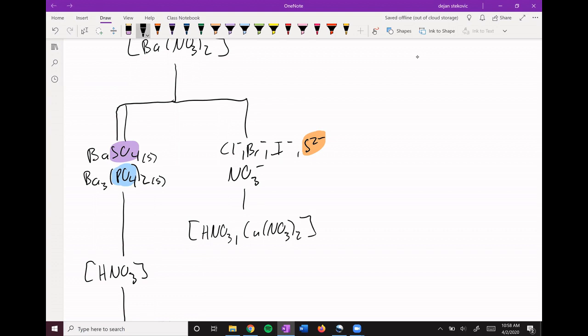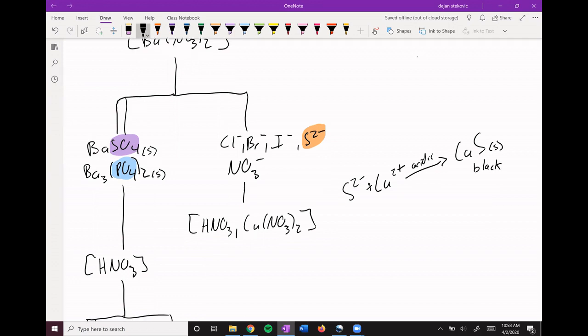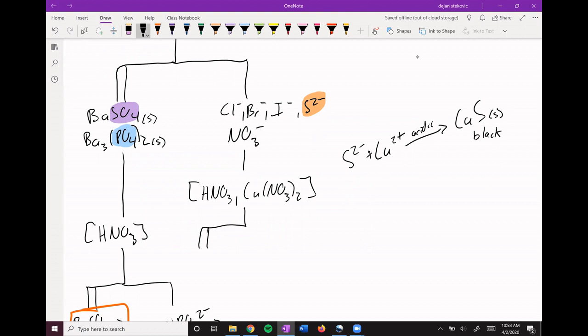And so what this is going to do, if we take a look at this sulfide, if we combine it with a copper 2+ in acidic conditions, we will get out a solid copper sulfide. And this is a solid, and it should be black. So if we see a solid black material, you know you have copper sulfide as a solid. And then the rest of your stuff will stay in solution. It will not react with the copper. So we have a test for the copper now, or for the sulfide.